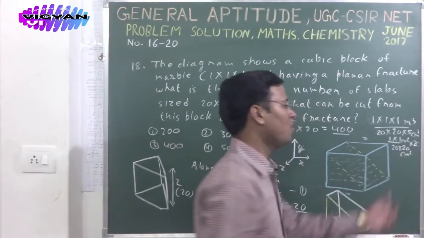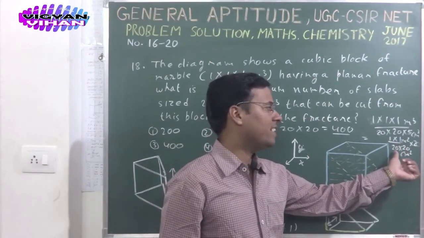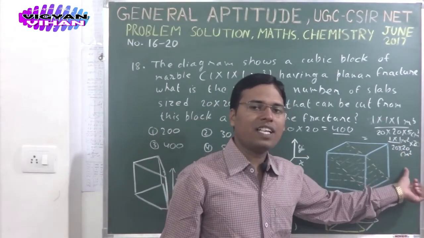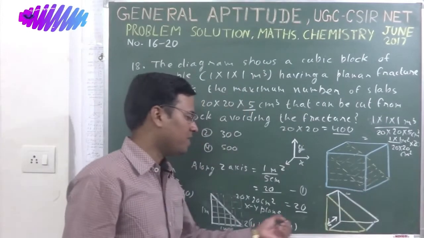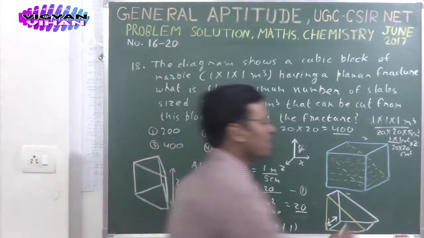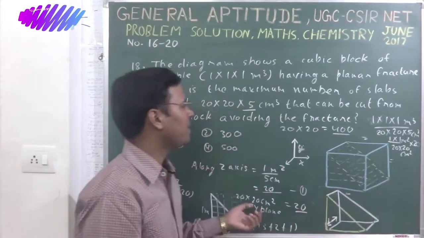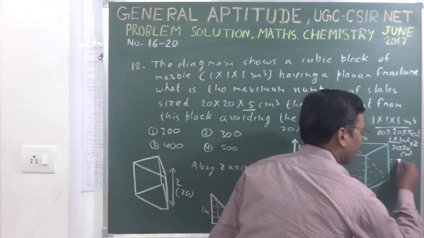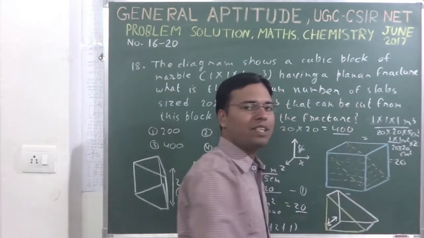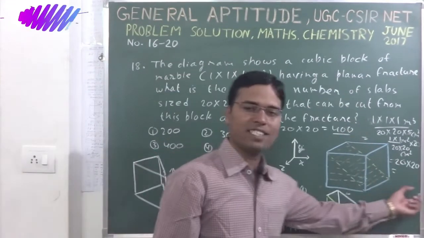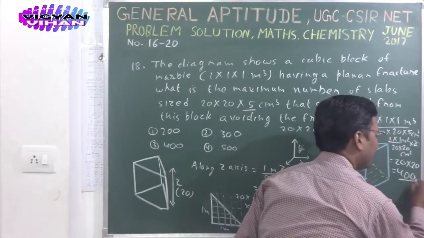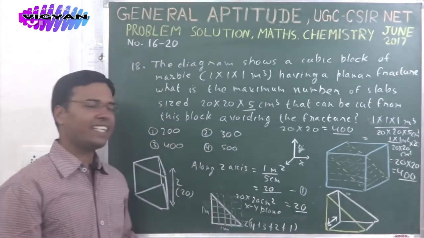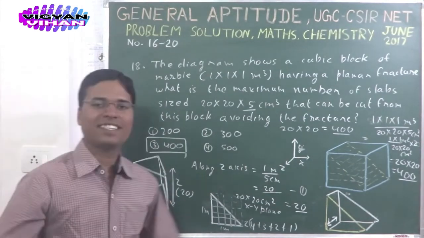And here also 1 meter square, divided by 20 by 20 centimeter square. This numerical value you can get from here. This is 20. So for utilization purpose, from the limiting condition you can get the total maximum number of this size slabs will be 400. So the correct answer of this problem is 400. That is option number 3.